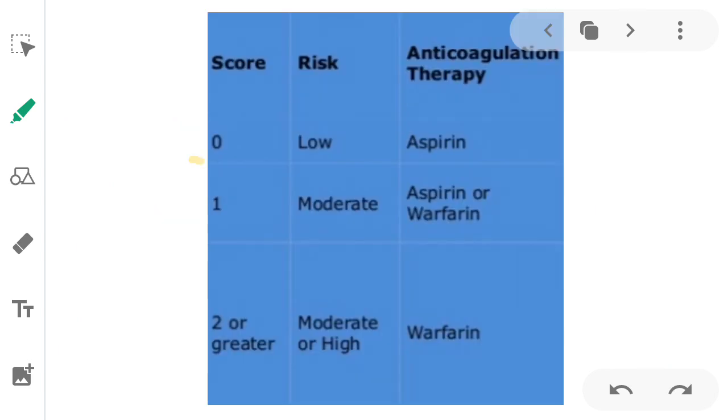If the score is 0, there is low risk of stroke in the patient and no treatment is required, or the patient can be put on aspirin. If the score is 1, the risk of stroke is moderate and the patient can be put on aspirin or warfarin. Score of 2 or greater implies that there is moderate or high risk of stroke and the patient should be put on warfarin.